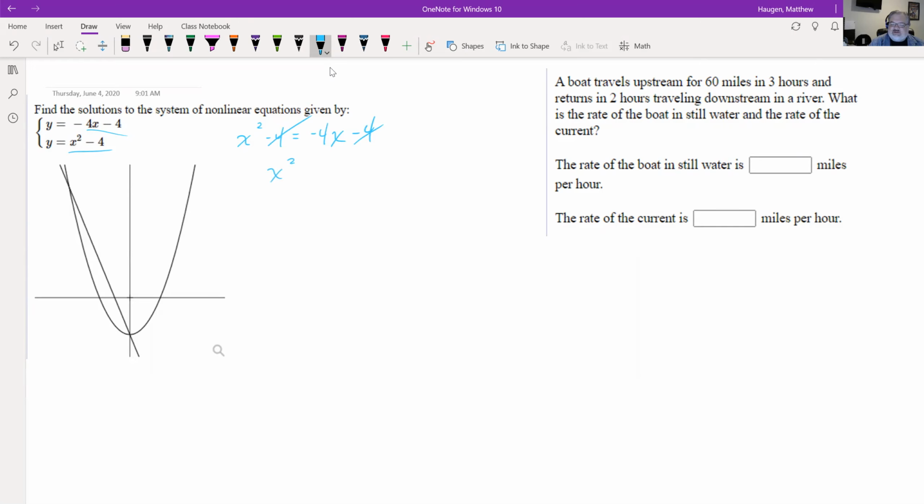Add 4 to both sides. Add the 4x to both sides. Factor. So that happens super fast, and that's our 0 and apparently our -4.